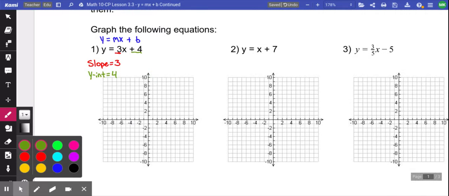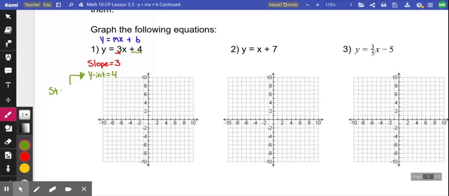Once you've identified these two things, you're going to try to graph it. To graph something, you have to have a starting point. This y-intercept value is your start point. So you can go to your y-axis and draw a dot at 4. Like that.